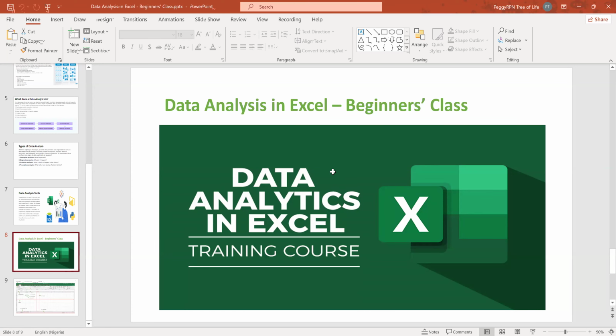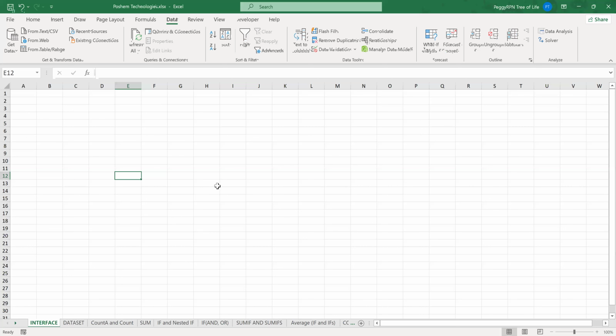Let me move into it. Can everyone see my screen? Yes, we can. I can see the Excel spreadsheet. All right, perfect. So this is where we are right now. This is our Excel spreadsheet. This is our Excel interface. This is where we'll be doing everything we need to do.